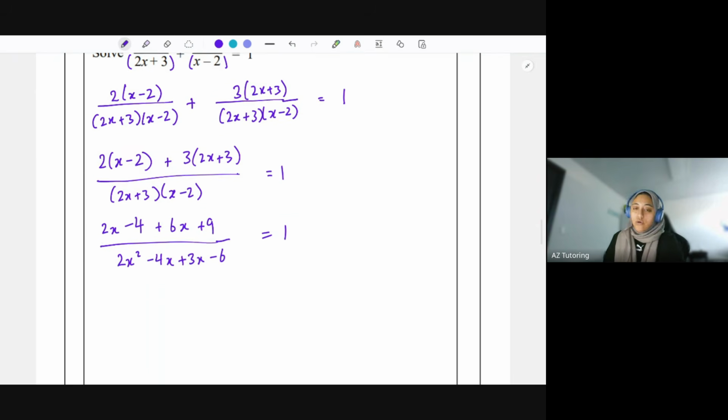So let's collect all the like terms now. On the top, we've got 2x plus 6x. That gives us 8x. We've got minus 4, add 9, which is plus 5. That's all over 2x squared. Minus 4x, add 3x is minus x, and then we've got minus 6, and then that just equals 1.